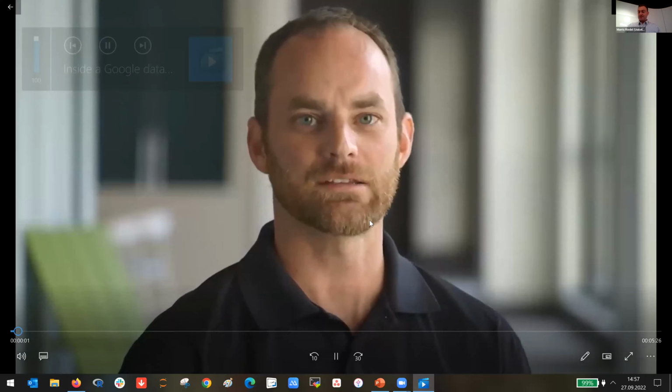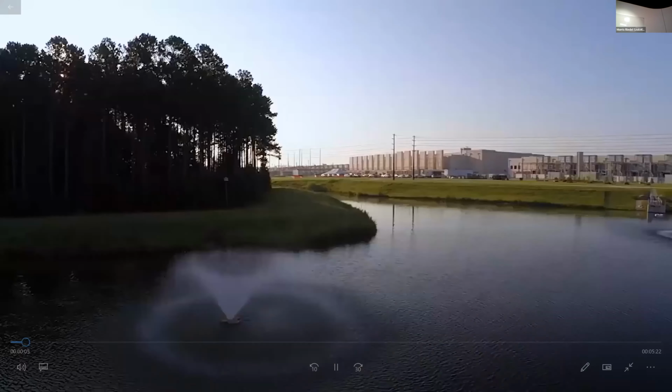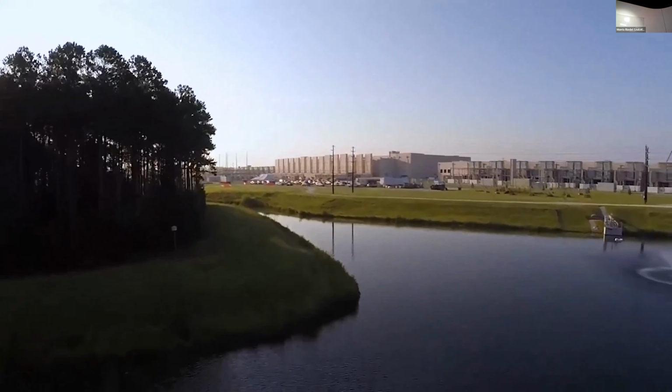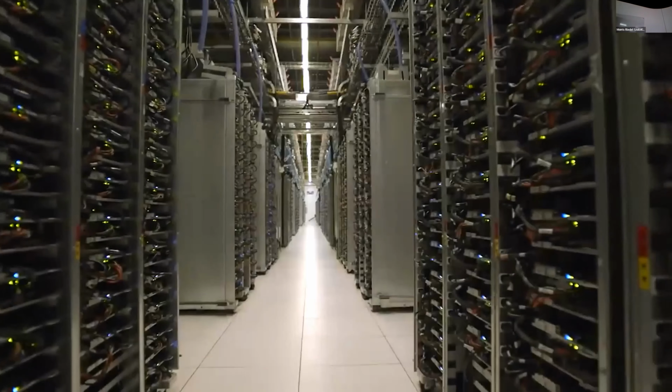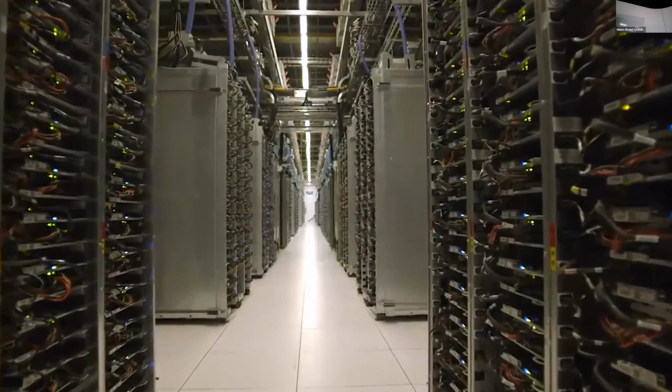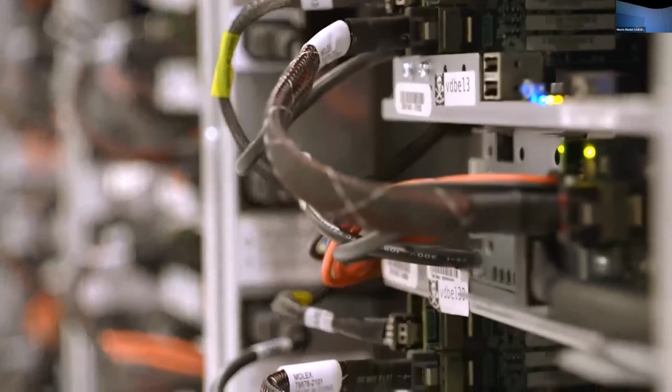A data center's the brains of the internet. The engine of the internet. It is a giant building with a lot of power, a lot of cooling, and a lot of computers. It's row upon row upon row of machines, all working together to provide the services that make Google function.